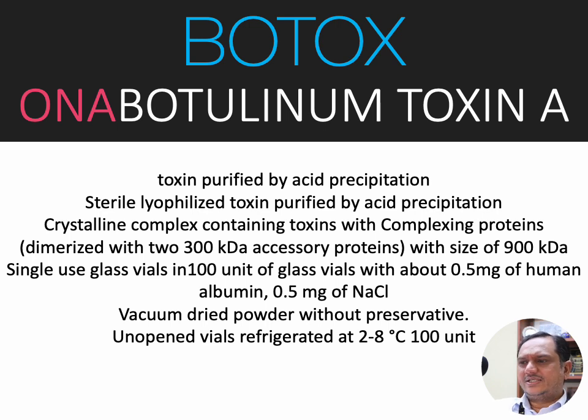Some of them will agglutinate the heme protein, or blood, and they're called hemagglutinating, and others will not agglutinate the heme protein, and they are called hemagglutinin non-agglutinating, and there are many of them that I don't even know the details about. You get a single use glass vial, which is either 100 unit or 200 unit, and in a 100 unit glass vial, they have about 0.5 milligram of human albumin and 0.5 milligram of sodium chloride as a stabilizer. It's a vacuum-dried powder, and there is no preservative inside. Unopened vials must be refrigerated at 2 to 8 centigrade for it to last the shelf life that I will show later on.